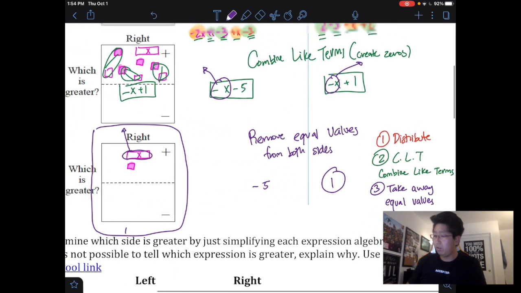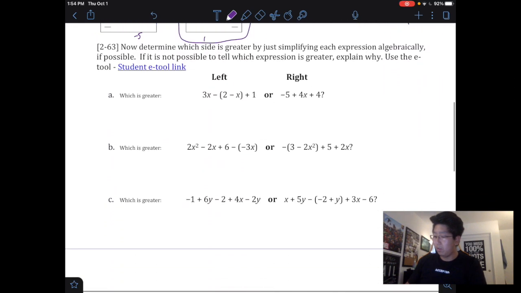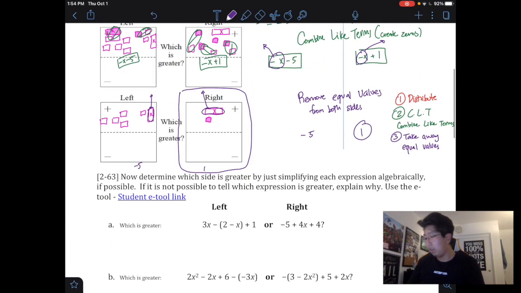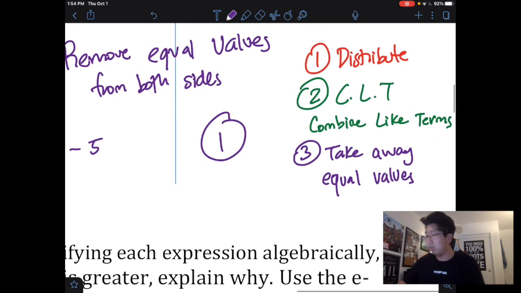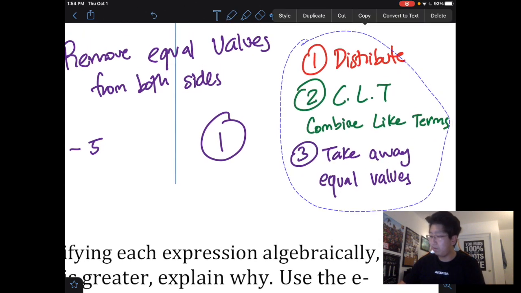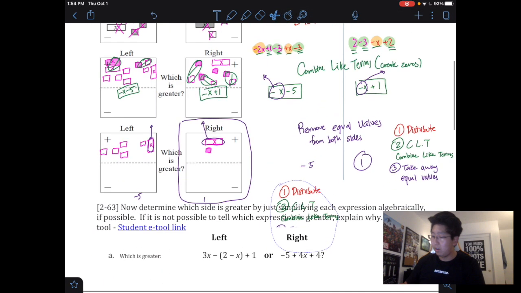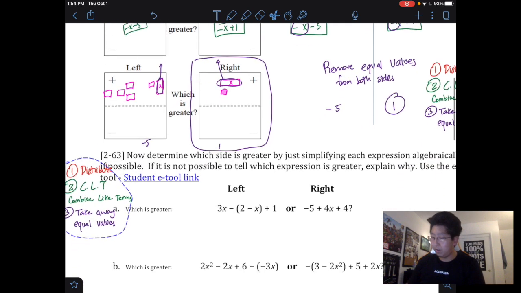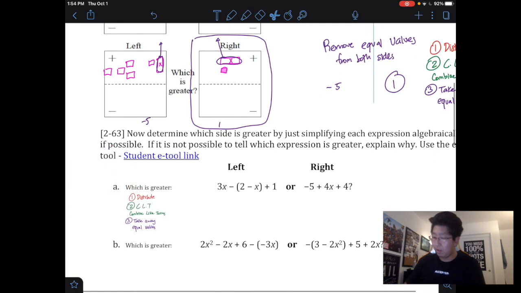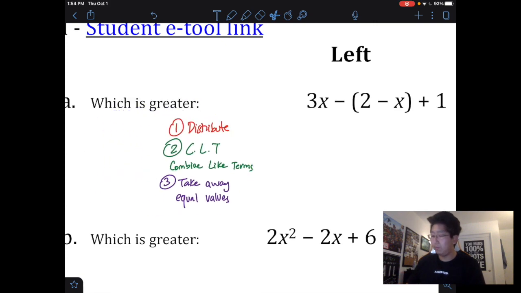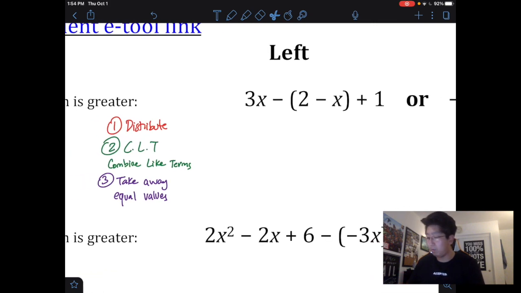All right, so we're going to go over a couple of examples and ask the question, which side is greater, using these 3 rules. So I'm going to go ahead and duplicate this. I'm going to take my scissors, cut this out, duplicate so that I can see it. Now, why am I duplicating? So that I can put it next to my work. I'm going to make it a little bit smaller, put it where I can see it while I do the other problems. Okay?